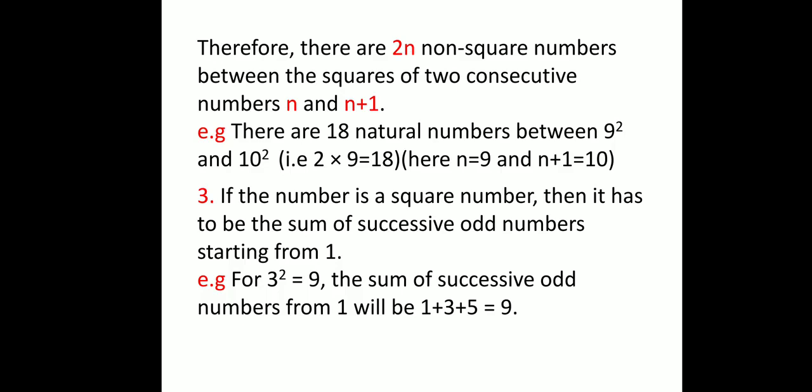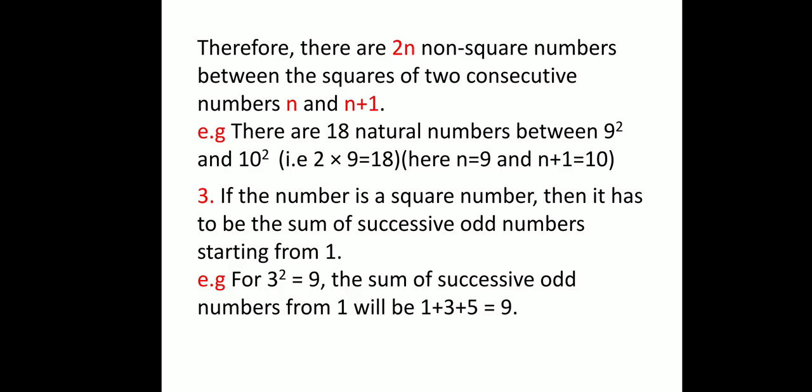For example, if I need to find out non-square numbers or natural numbers between 9 square and 10 square, then it will be 18. How? Using this formula 2 into n, here n is 9 and n plus 1 here is 10. So 2 into 9 will give you 18. So 18 natural numbers lie between 9 square and 10 square.